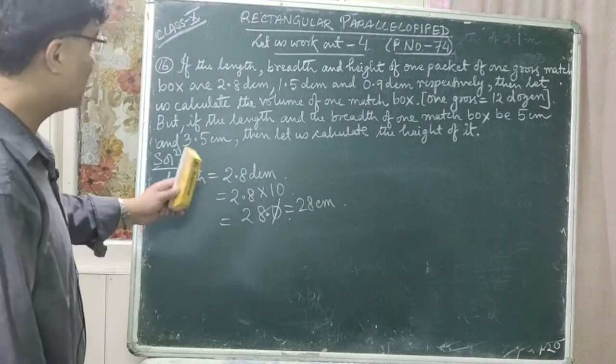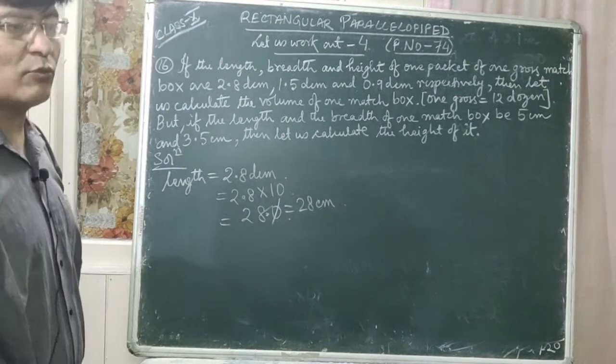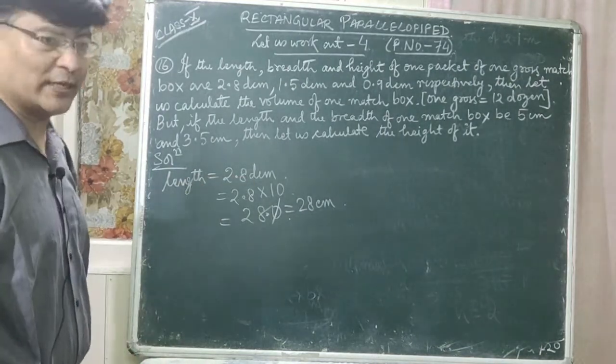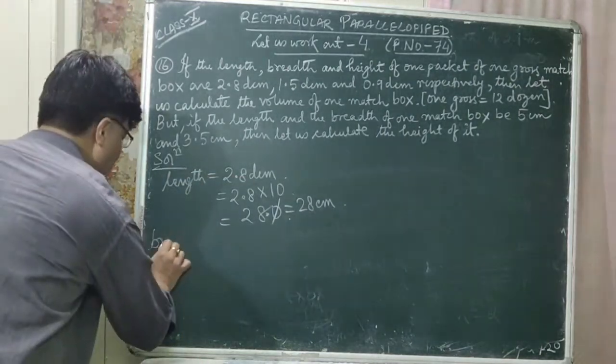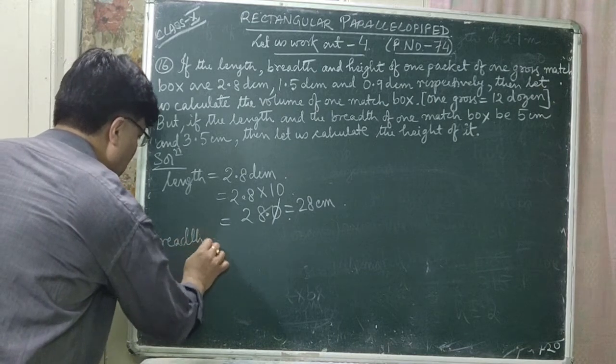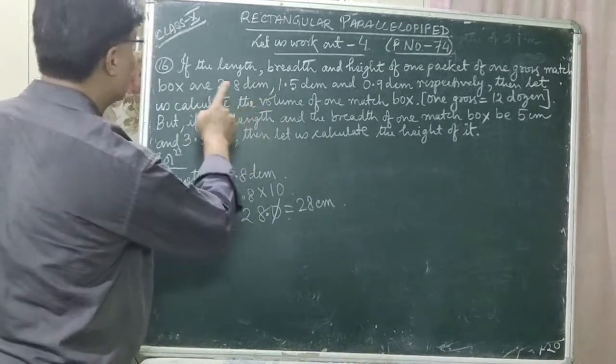Is that clear? So what is the length of one packet of one gross matchbox? It is 28 centimeter. So what is this breadth now? So here breadth is equal to, what was the breadth?